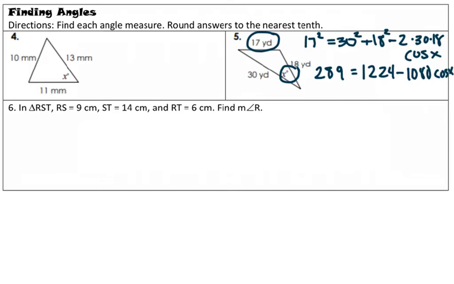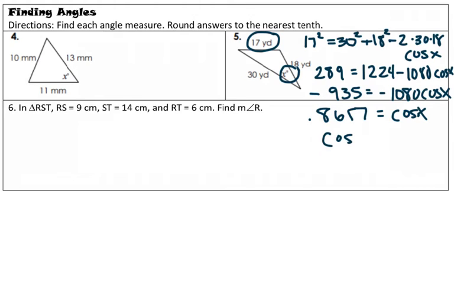Now I'm just going to start moving stuff over. I'm going to subtract the 1,224 from both sides. Okay, negative 935 equals negative 1080 cosine x. I'm going to divide both sides by 1080. So I get 0.8657 equals the cosine of x. Remember, if I want to find an angle measure, that's when I do the inverted cosine. And when I put that in my calculator, I get x equals 30 degrees.